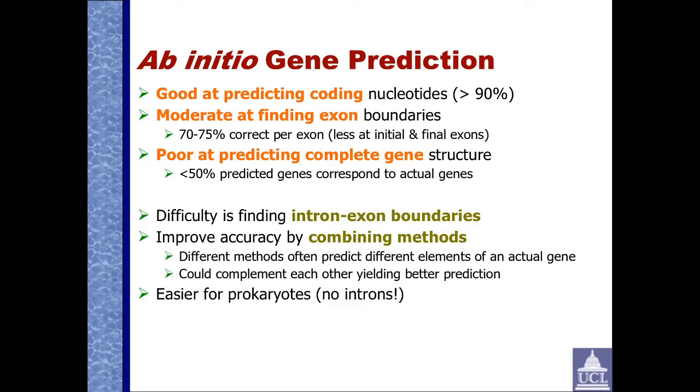The difficulty is really in finding these intron-exon boundaries, and we can actually improve the accuracy by combining different methods. Different methods often predict different elements of an actual gene to high quality, and they can then complement each other in yielding a better prediction. Of course, all of this is very much easier for prokaryotes because we don't have the introns, and therefore no problems with intron-exon boundaries.